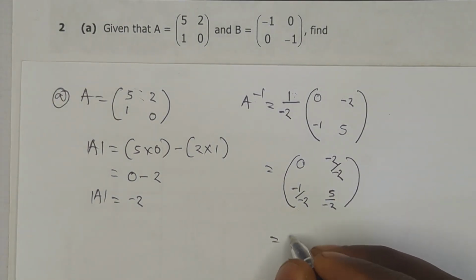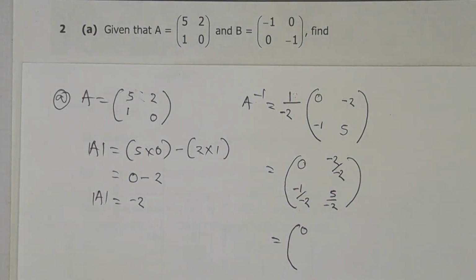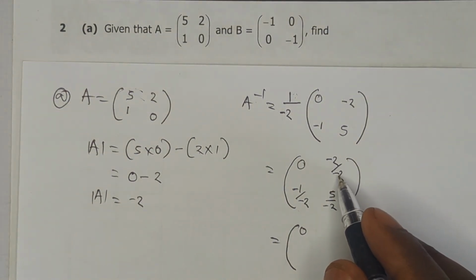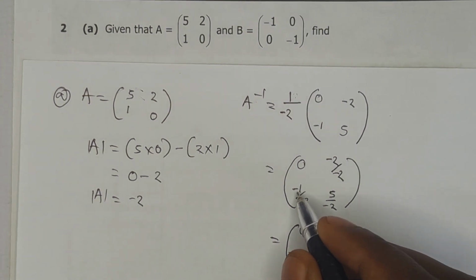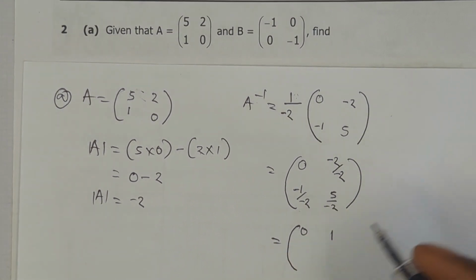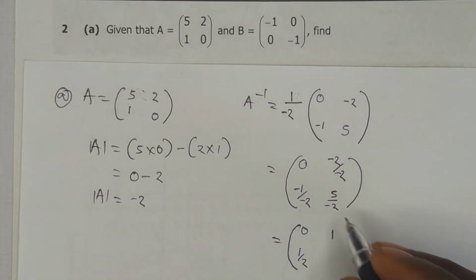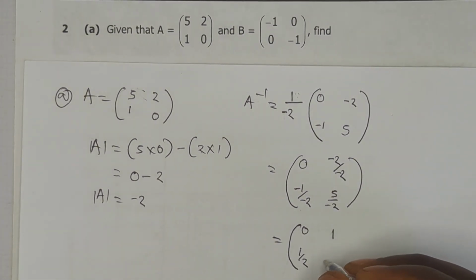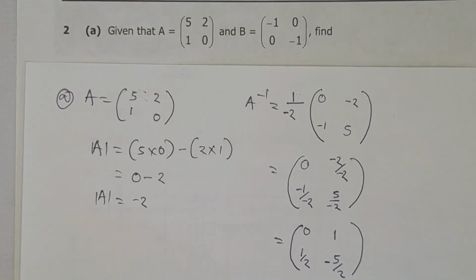So this can be simplified. Here we have a 0. -2 into -2, this is +1. Here we have negative, and here down we have a negative. So negative and negative, they'll cancel. We are going to remain with a half. This one, we can leave it the way it is, since 2 leaves a remainder into 5. So this is our inverse.